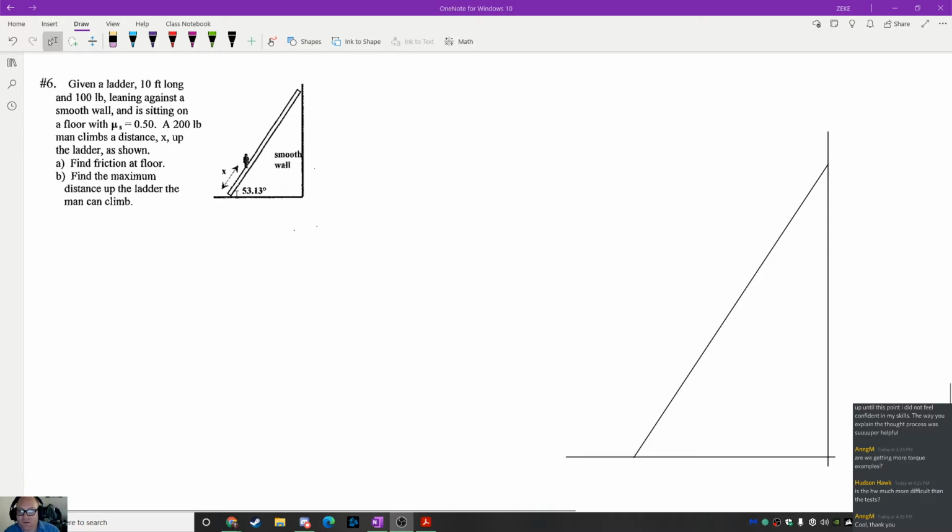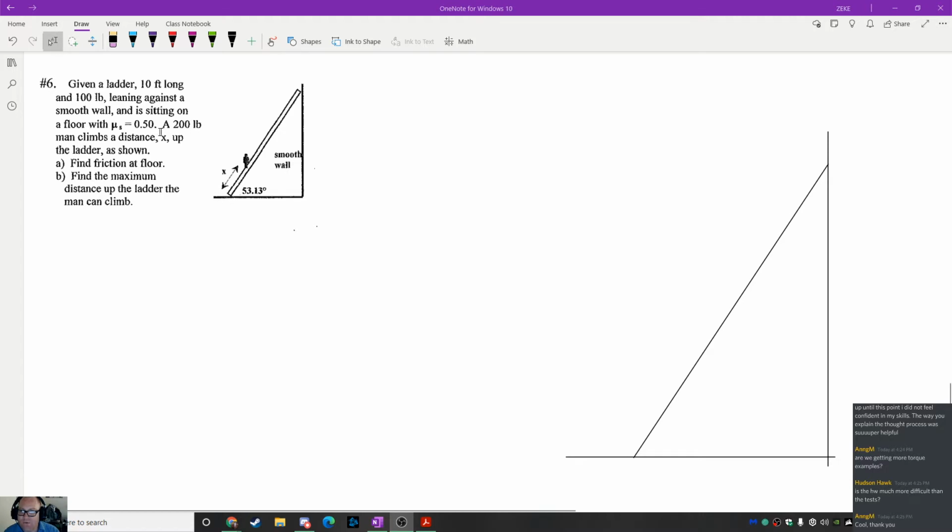So what we have is a ladder that's indicated by this rectangle right here, leaning against a wall. It's 10 feet long, and it's 100 pounds. It's leaning against a smooth wall. So smooth kind of means frictionless, or very low friction. And it's sitting on a floor with a coefficient of static friction of 0.5. So the coefficient of static friction down here is 0.5.